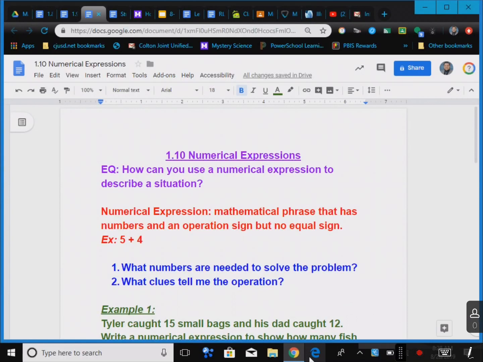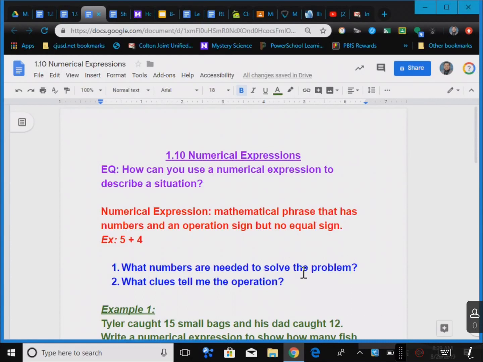Okay. So a numerical expression is a mathematical phrase that has numbers and has an operation sign, but it does not have an equal sign. So, for example, 5 plus 4 is a numerical expression. You have numbers, you have the operation sign of addition, but there's no equal sign. Make sure you write that down. Go ahead and pause if you need to.